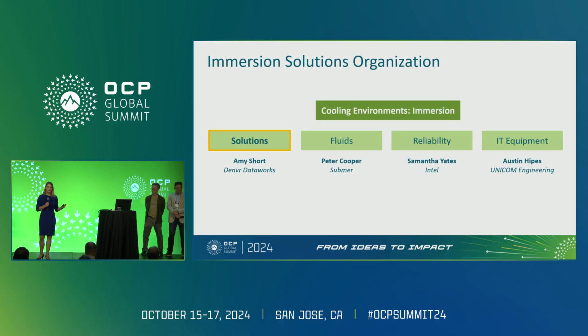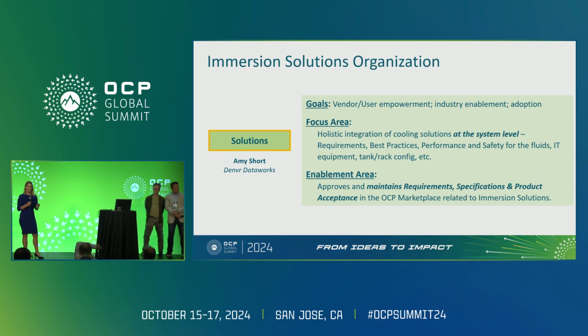So we went through a reorg this year, and where we landed was to break up the individual work streams into 4 different categories. One is the solutions group, the fluids group, the reliability group, and the IT equipment group. You've already heard from Peter on the fluids group. You've heard from Samantha on the reliability group, and this is solutions.